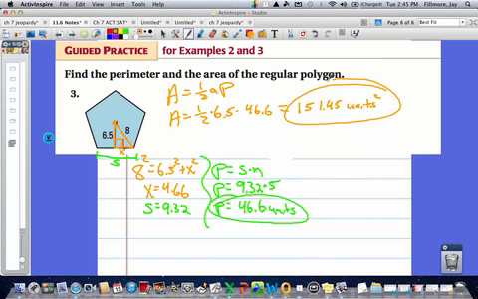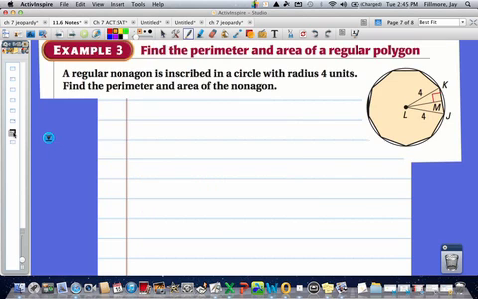Find the perimeter. We knew the apothem. Yada, yada, yada. There is our area. Let's try one where maybe we don't have an apothem, or we don't have a radius, or we don't have something that we need. Here we have a regular nonagon, which is 9 sides, inscribed in a circle with a radius of 4 units. Find the perimeter and the area.